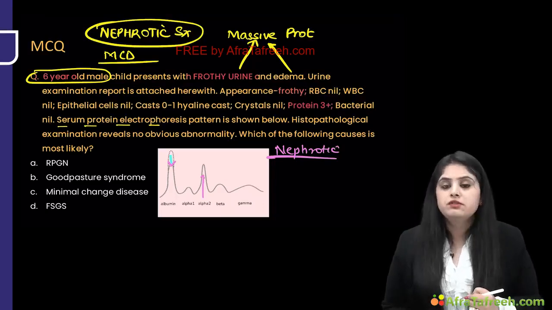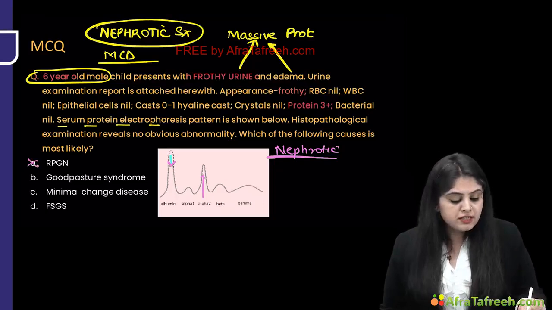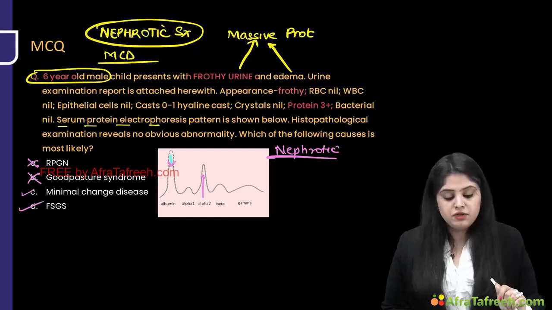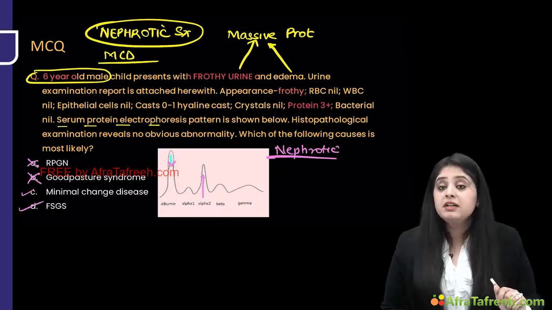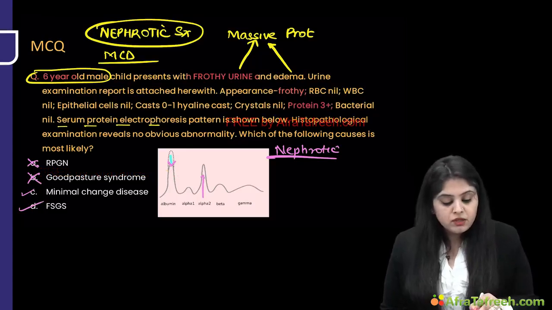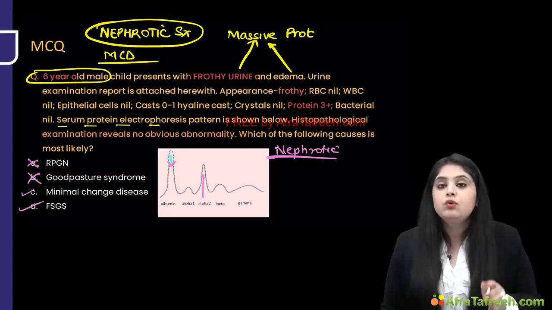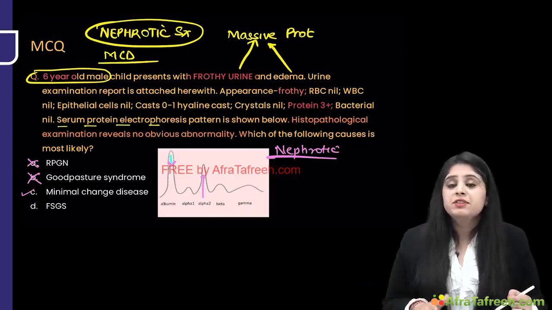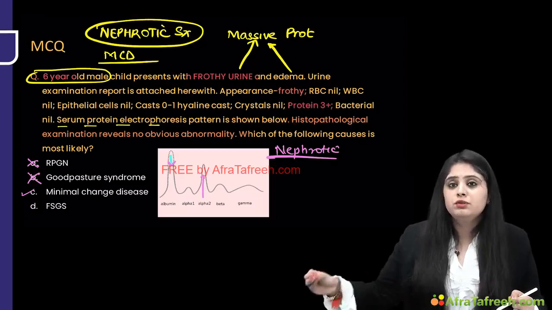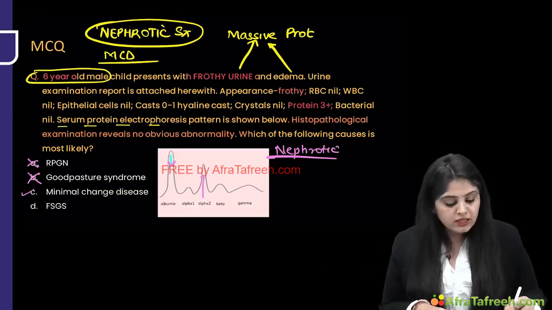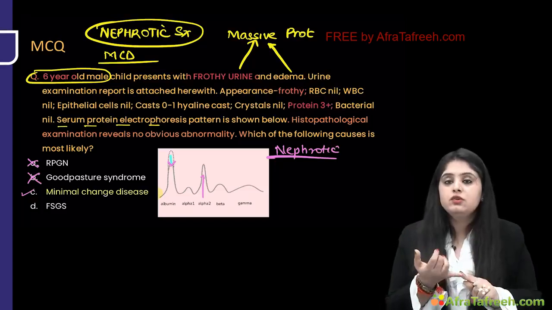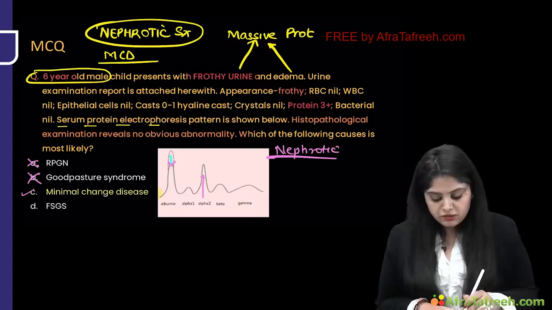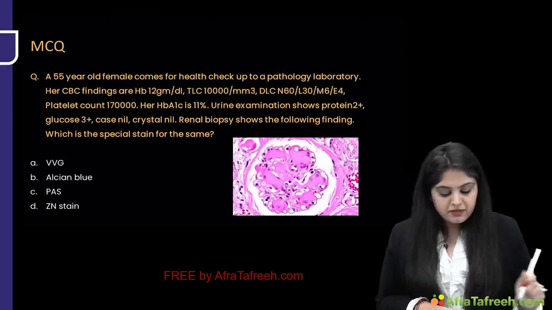Which out of these is nephrotic syndrome? I know RPGN is nephritic, Goodpasture is nephritic, ruled out. Nephrotic are these two, but I have a kid in front of me. But not just that, histopathological examination reveals no obvious abnormality, minimal change. If it would have been FSGS, it would have been showing you focal and segmental glomerulosclerosis, so many things. It's not showing you anything. The age is going, the histopath is going. It's definitely a case of minimal change disease.